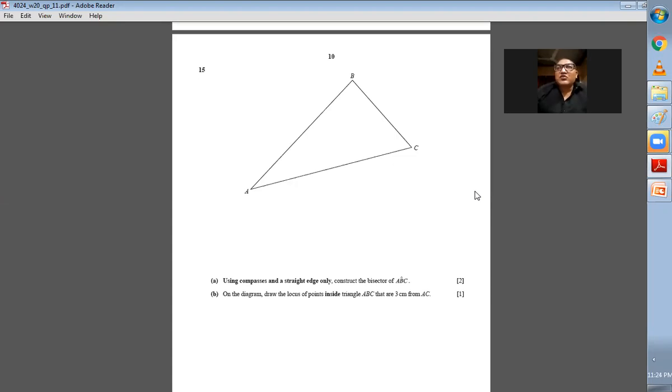Straight edge means a ruler. And construct the bisector of the angle ABC. We have to construct the angle bisector of this angle. And on the diagram, draw the locus of the points inside the triangle ABC that are 3 centimeters from AC. You see, the strategy is very simple. I can show you how we do this.